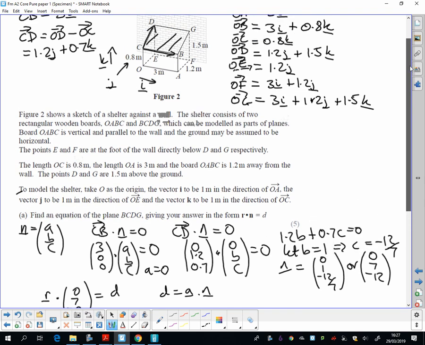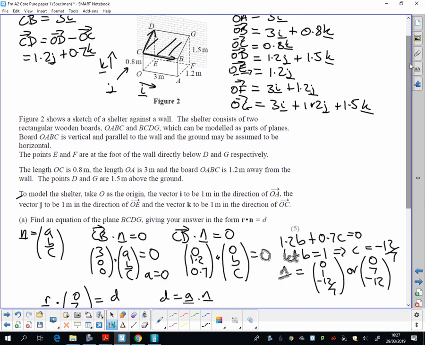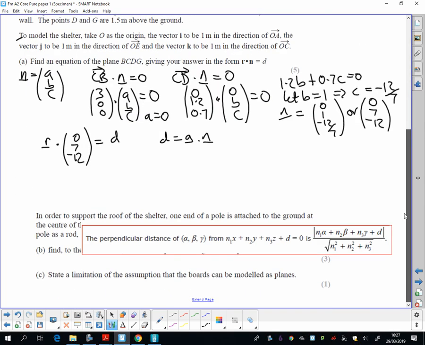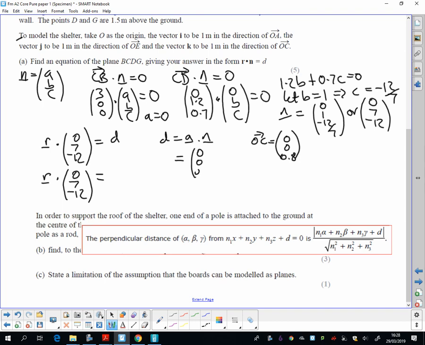So I'm just going to pick a point on the plane. For example, we could pick C. C is on the plane. So O to C was (0, 0, 0.8). Okay, so my equation is going to be r dot (0, 7, negative 12) equals, so let's see what d is going to be. It's going to be (0, 0, 0.8) dotted with my vector, which is (0, 7, negative 12), which is negative 9.6. So this is now my equation of my plane.